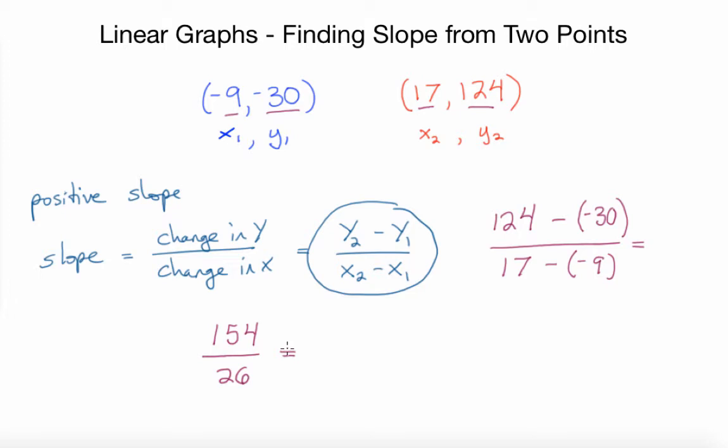Let's see, I'm pulling out my calculator. 154 divided by 26. It goes in 5 whole times. And 5 times 26 is 130, which means that there's 24 left over out of my 26. And I can reduce that down to 12/13. So my slope is 5 and 12/13. So it's kind of an odd number, but there you go. That tells me every time my x value changes by 1, my y values increase by 5 and 12/13.